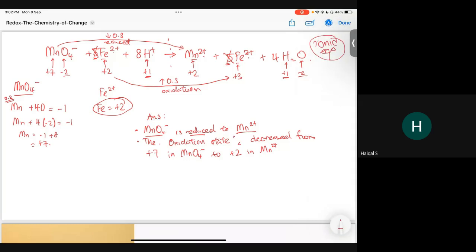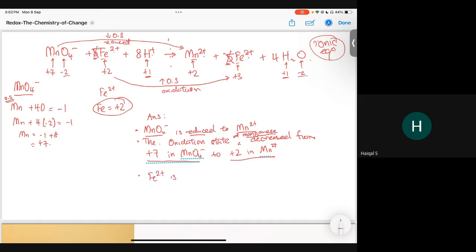The oxidation state of manganese. Okay, decrease from +7 in MnO4- to +2 in Mn2+. So what's the element? Mn is manganese. Okay, so this is in terms of reduction. I'm going to look at oxidation now.